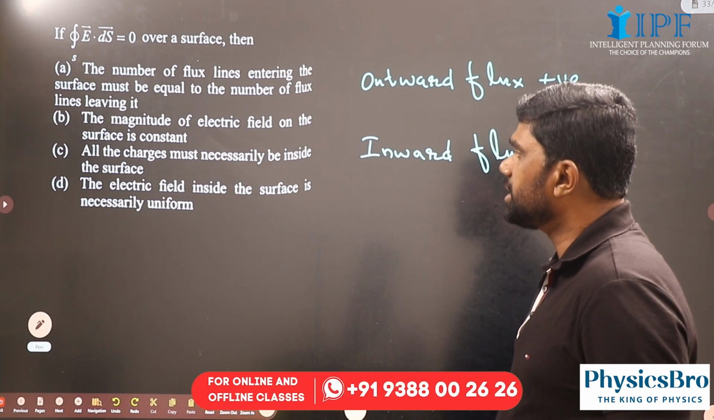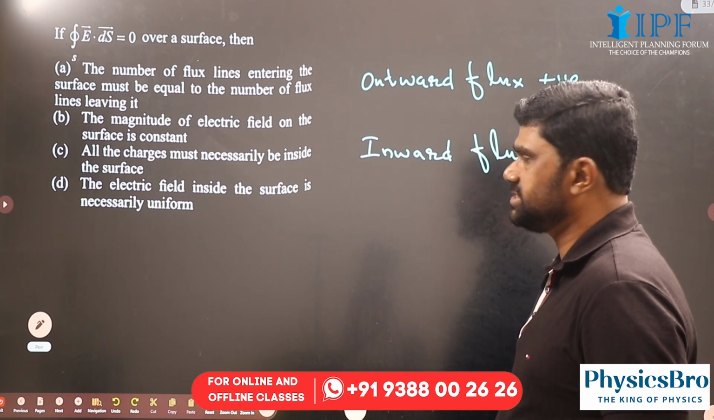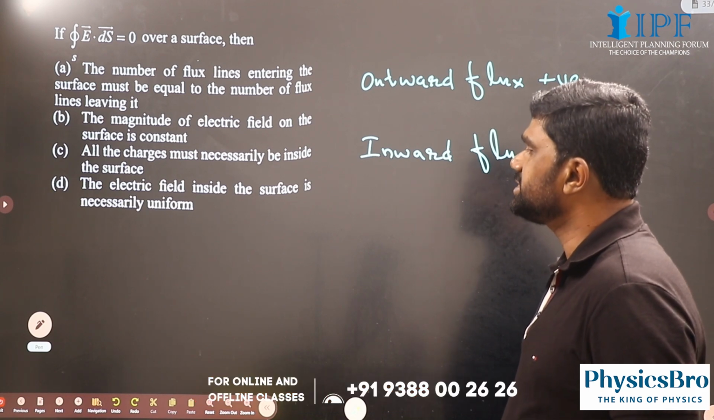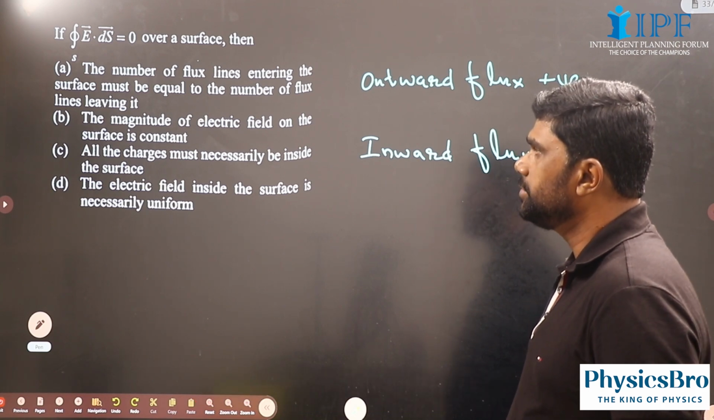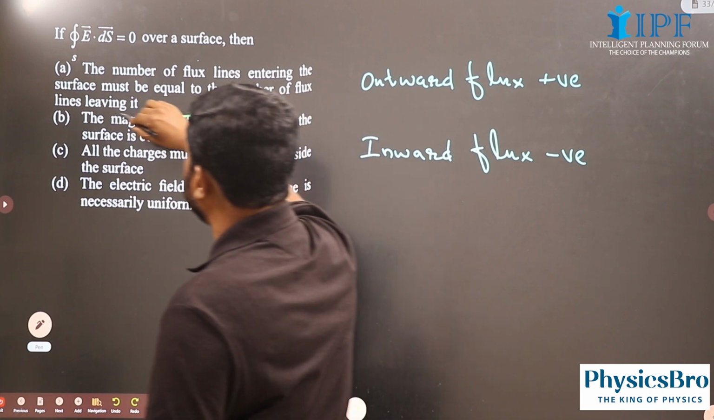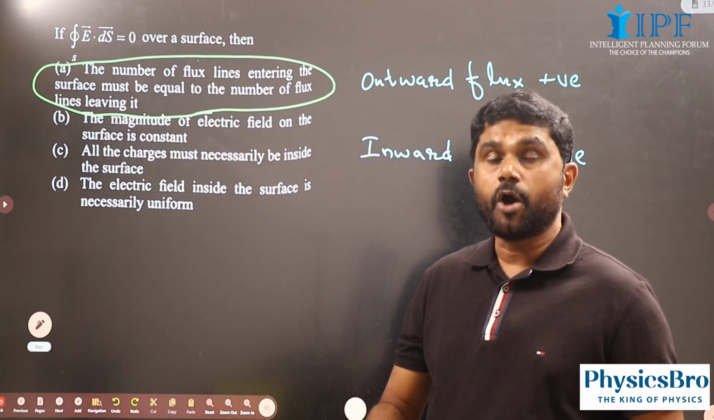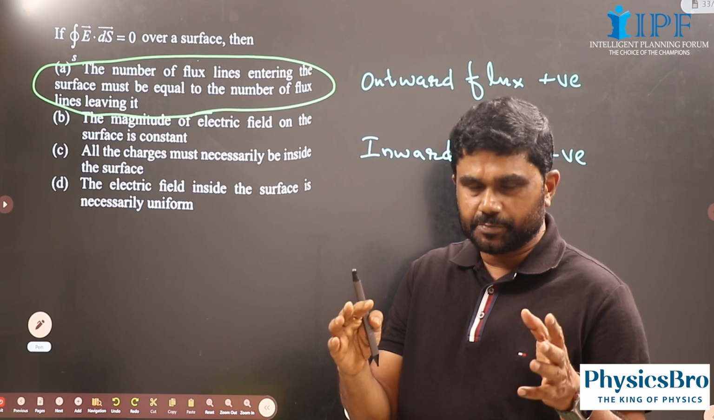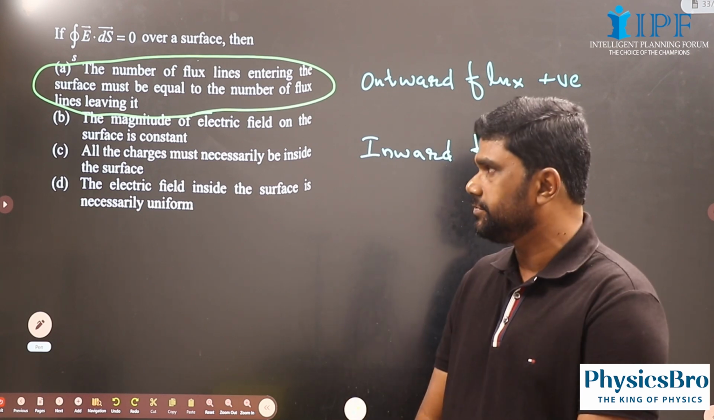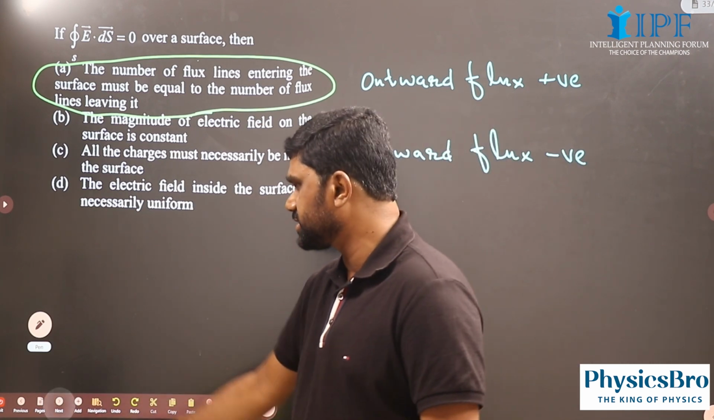Okay, all the charges must necessarily be inside the surface. Okay, the electric field inside the surface is necessarily uniform. Only the first statement. Okay, the total electric flux is 0, which means outgoing flux is taken as positive and incoming flux as negative. So here the total electric flux is 0.